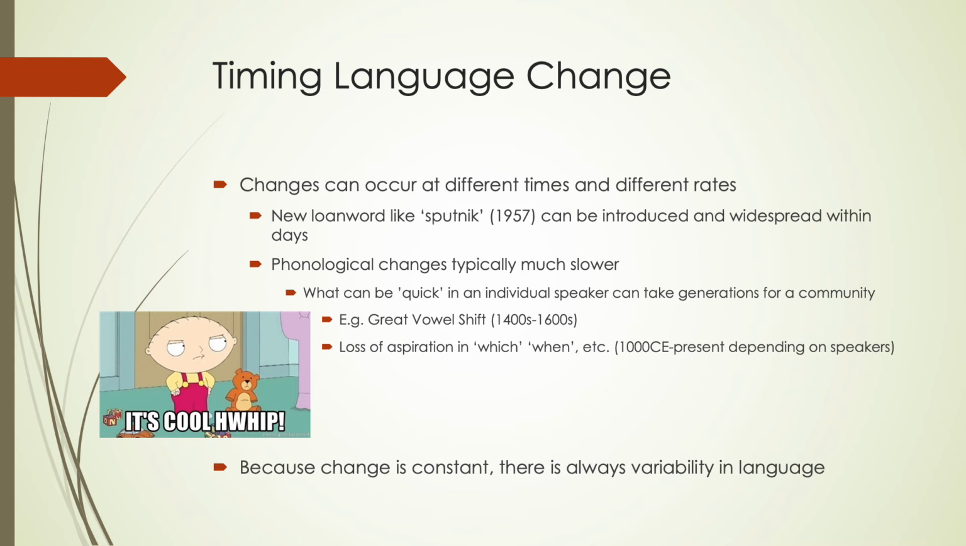So there's always going to be that variability in language because change is constant. And what this is going to sort of challenge us to understand is that we're going to have to recognize that there's not always going to be as much consistency as we might like in the kinds of data we're looking at, in the kinds of sources we're looking at. And there's some reasons for that.